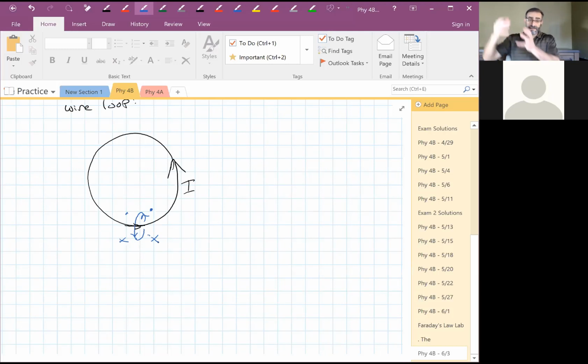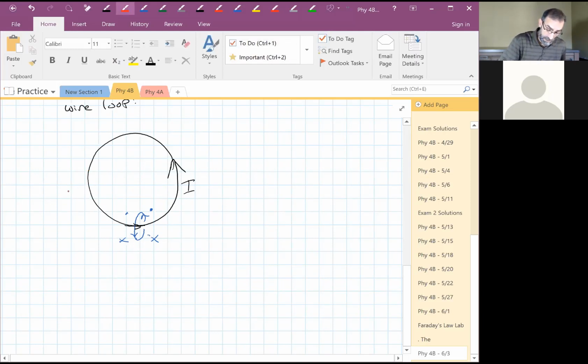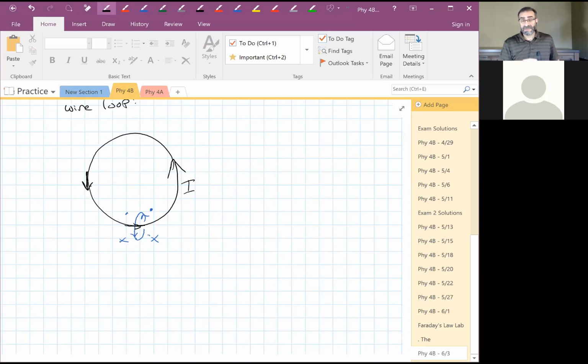Now let's rotate ourselves around to a different area. Let's look at this area over here. What's happening over here? We've got a current that's flowing basically down. Every place to the right of that current path, the magnetic field's coming out of the page. And every place to the left, the magnetic field is going in, right?